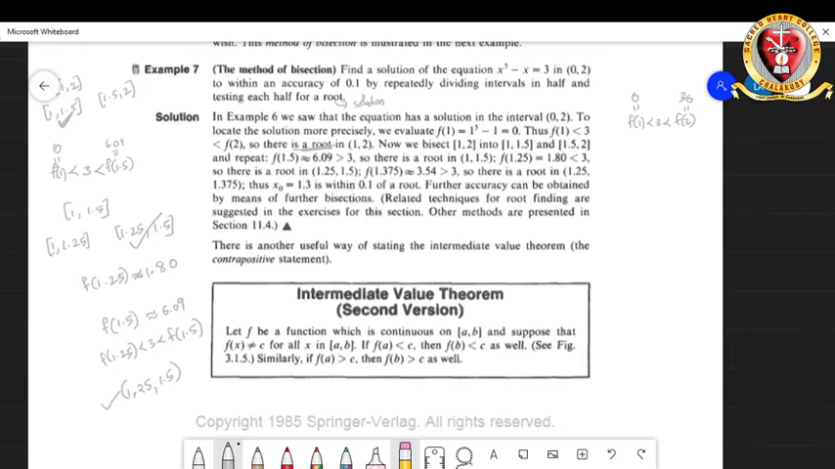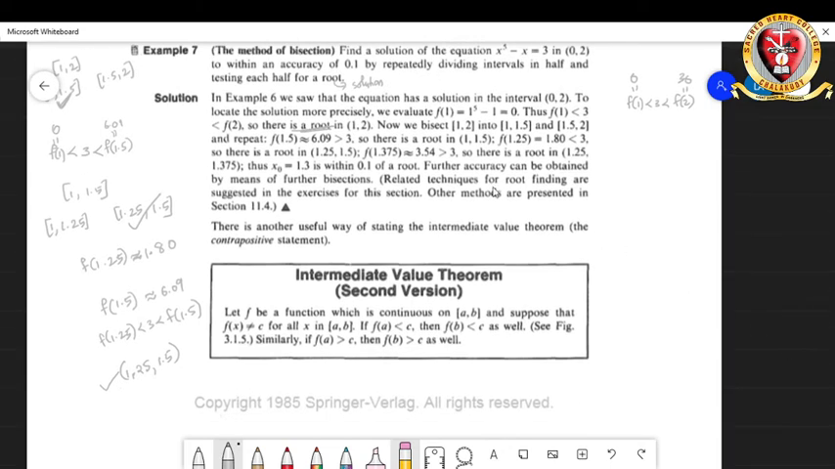And then you again bisect it into 2, the corresponding interval will be open interval 1.25, 1.375, and thus we can say that by bisecting again and again, this x naught will be lying inside this interval.